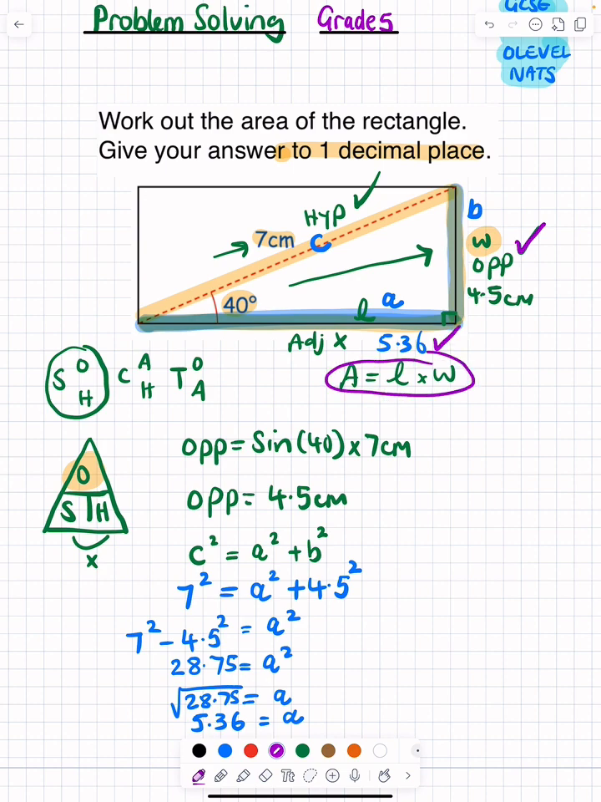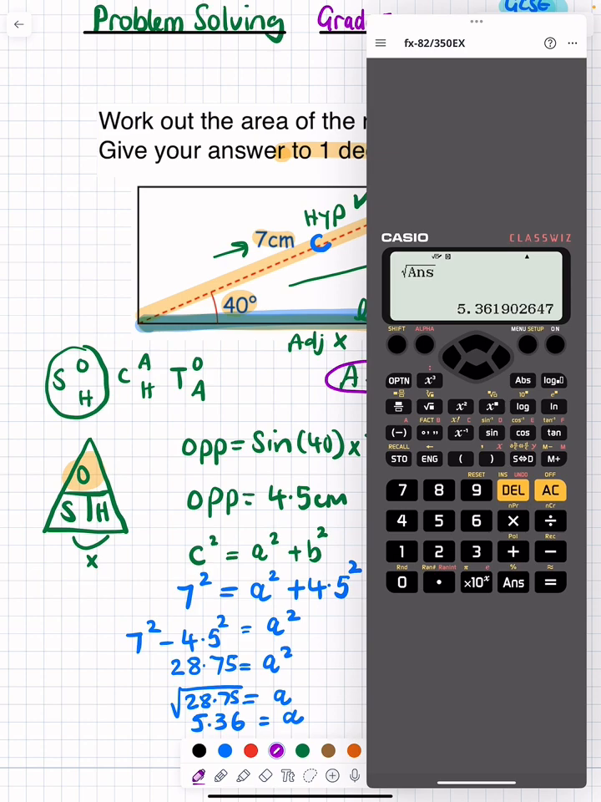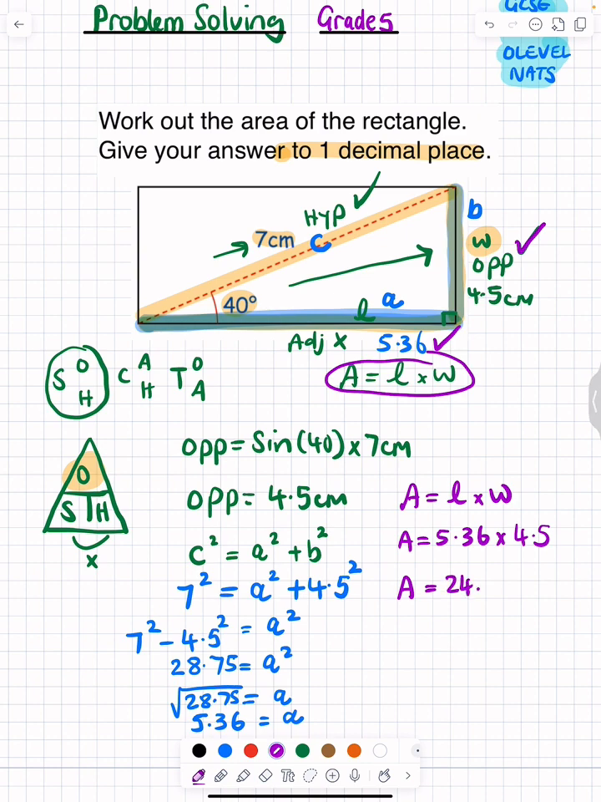So now that we have both the width of this and the length of this, we can simply use this formula. So the area is length times by width. So let's work this out. The length is 5.36 and the width was 4.5, and just using the calculator, we already got 5.36 in the calculator, so we're just going to multiply that by 4.5, the width, and S to D button, which is 24.1 to one decimal place. So 24.1 centimeters squared to one decimal place. So that is the answer for this question.